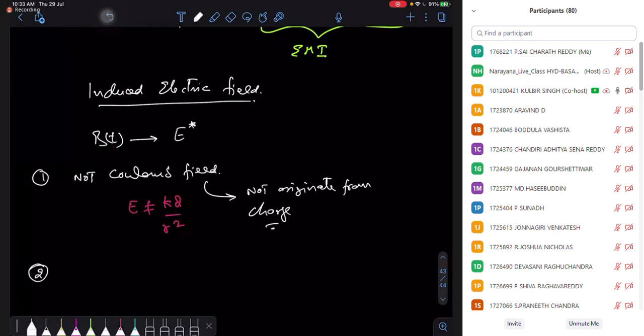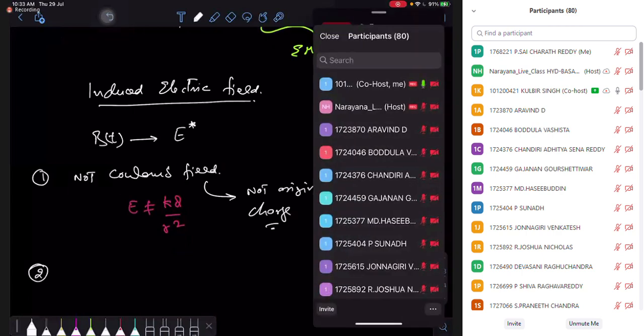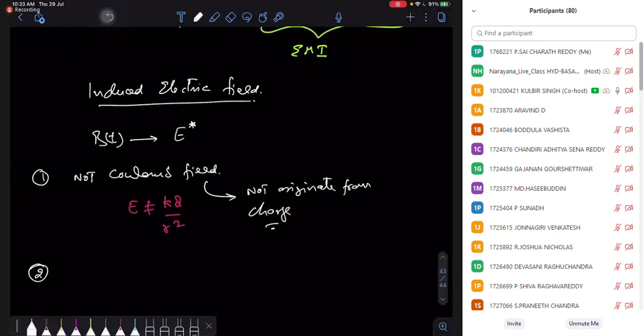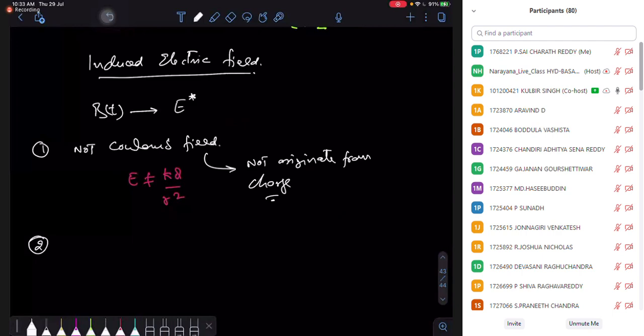But remember that it is not Coulombs. So not from the charge. Not from the charge directly, you can say here. Indirectly, yes. Directly, not from the charge. Indirectly, it is from the charge.